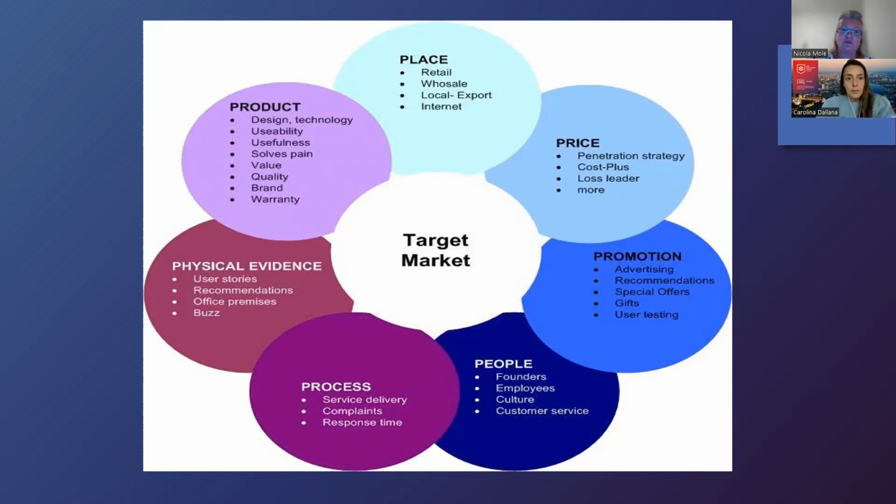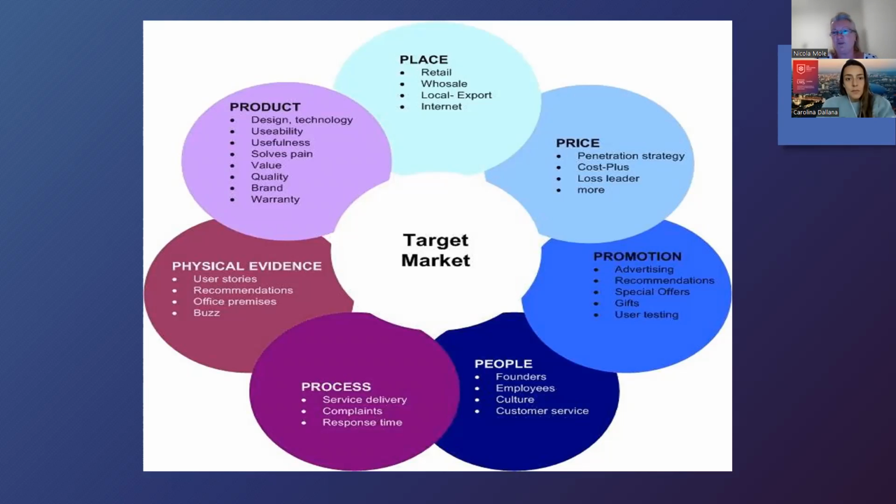What feedback do we get from our customers about how they have experienced our business? Again, it's that idea of recommendations that we have with promotion. Our office premises say a lot about our company. If you think of some of the major corporate businesses in your city, it says a lot about the type of business you are. It's your image. And a buzz, all right? A buzz is when you're creating excitement about your product. If there's excitement about your product, people are clearly interested in buying it.